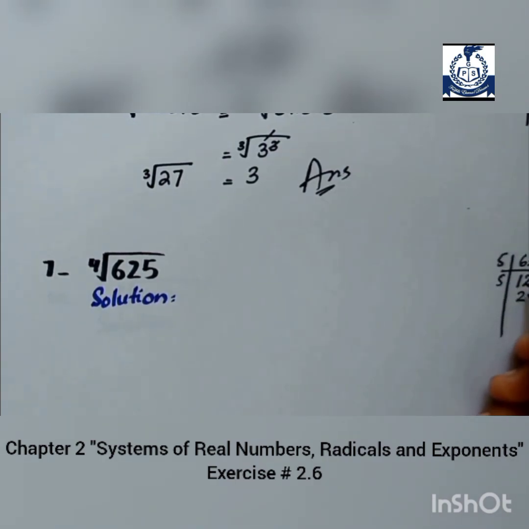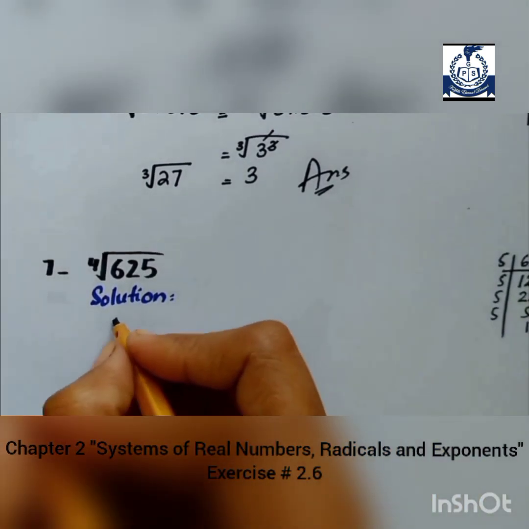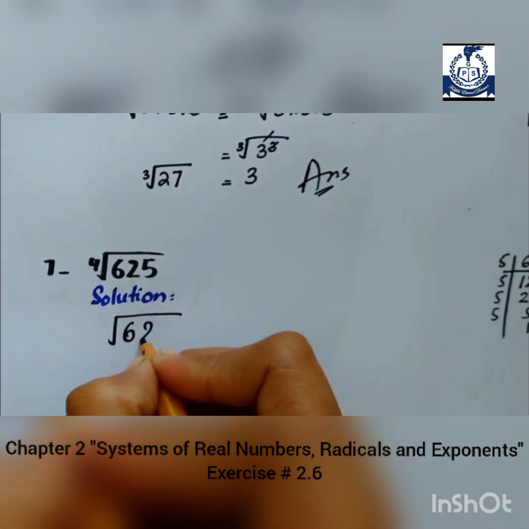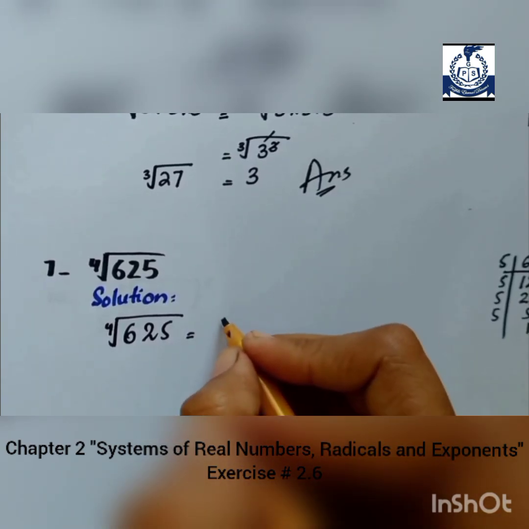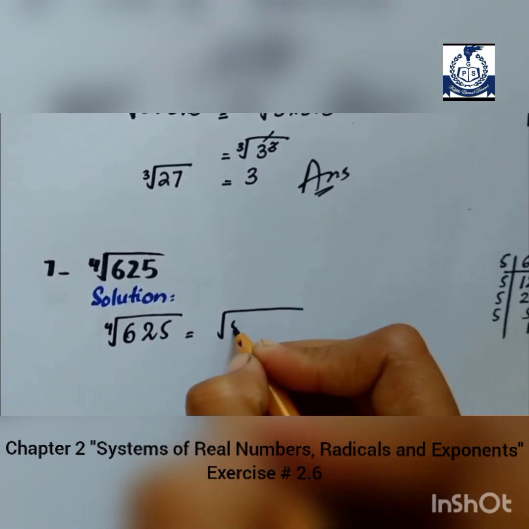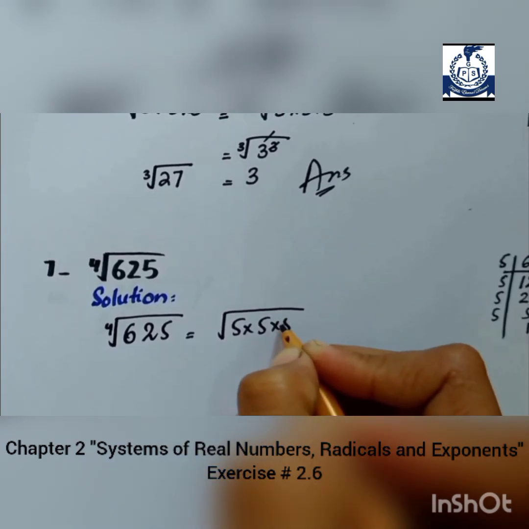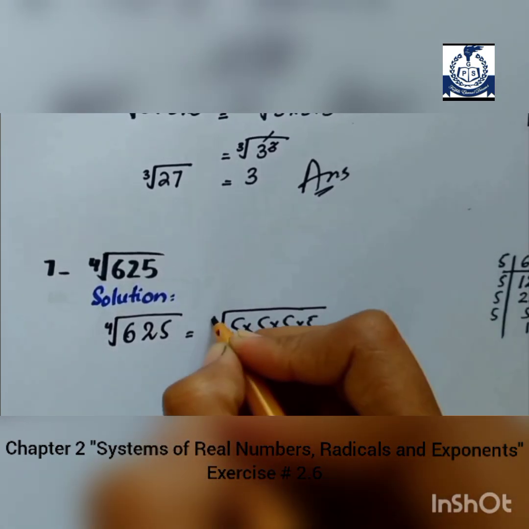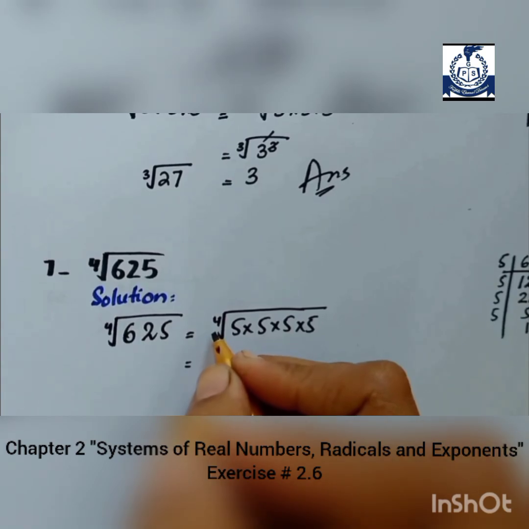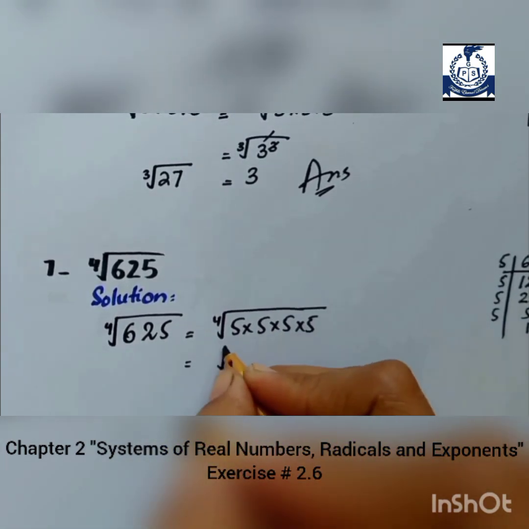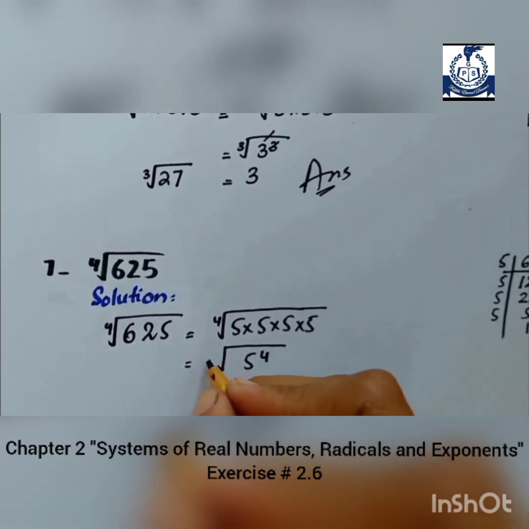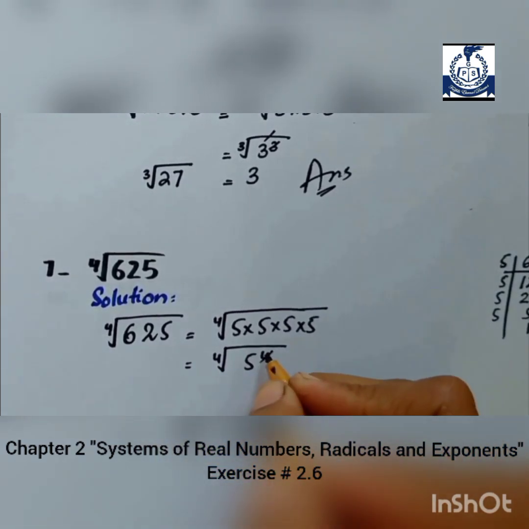5 twos are 10, 5 fives are 25, 5 fives are 25, 5 ones are 5. So factors of 625 are 5 multiplied by 5 multiplied by 5 multiplied by 5, and the index is 4. So we have index 4, so we make the pair of 4. We have 5 four times, so we make the pair, so 5 power 4 and index 4 as it is.